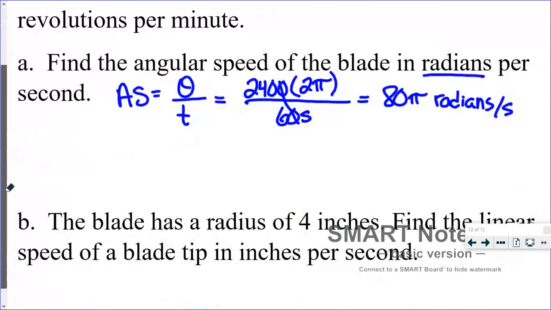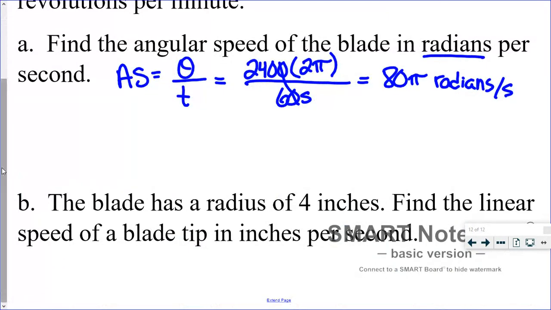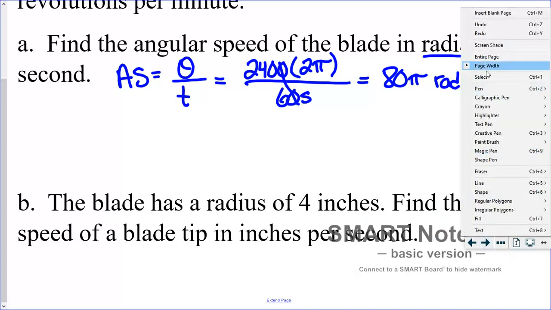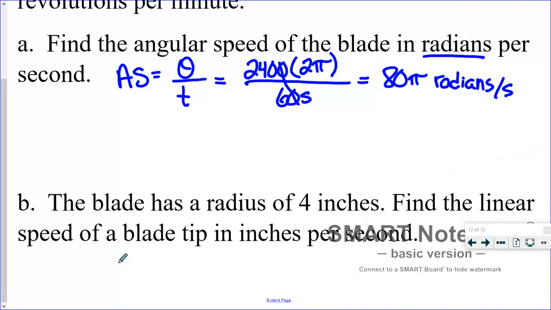So when I said pi, you thought I said 5. Gotcha. Okay, so here it says the blade has a radius of 4 inches. Find the linear speed of a blade tip in inches per second. So our linear speed is equal to r times theta over t. Well, it tells us that the radius is 4 inches. Again, this theta is the same theta as up here, and it told us that it was doing 2,400 revolutions per minute. We said that one revolution is 2 pi.